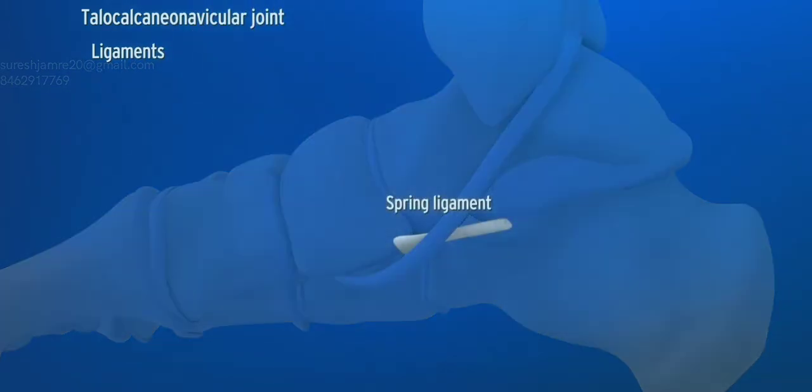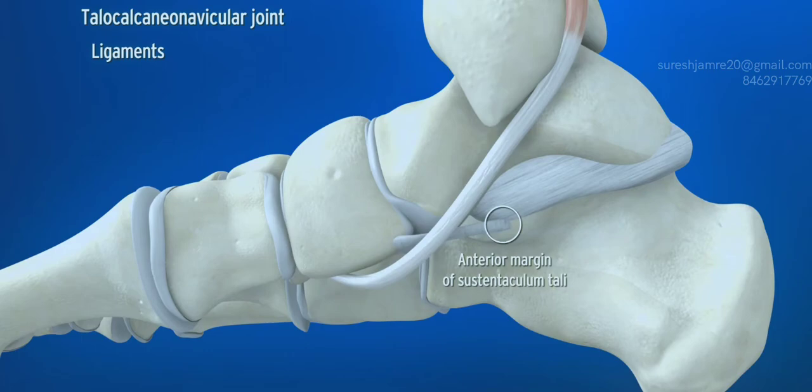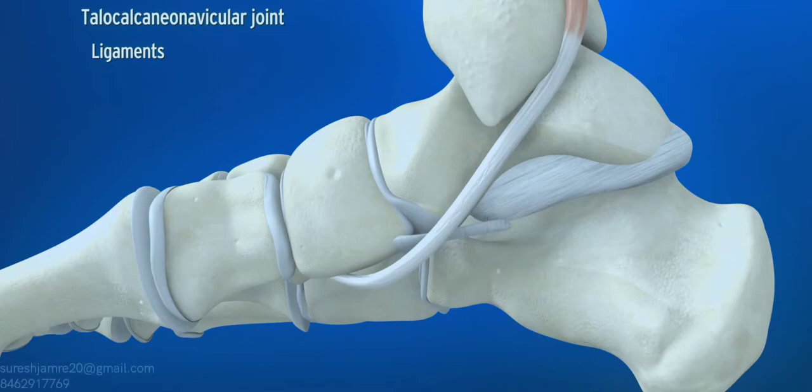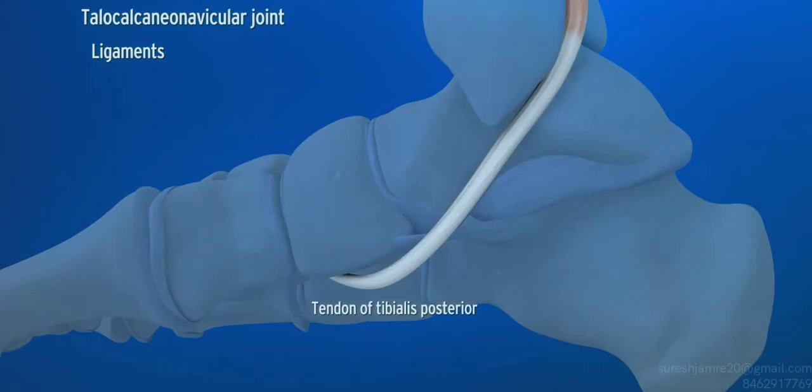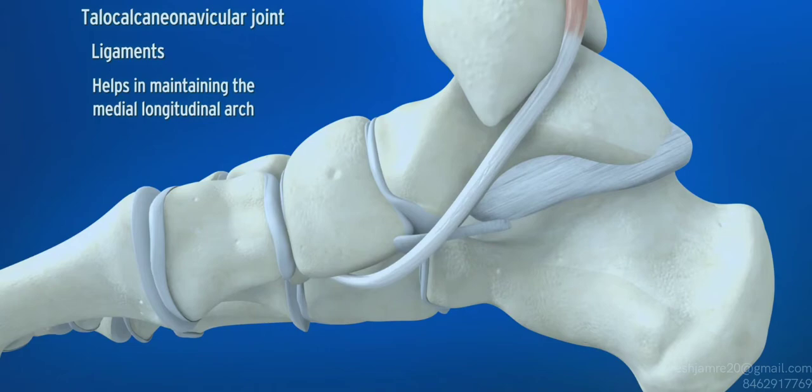Spring ligament. It extends from plantar surface of navicular bone to the anterior margin of sustentaculum tali. Its upper surface consists of fibrocartilaginous facet which supports the head of talus. Its lower surface is supported by tendon of tibialis posterior. The spring ligament helps in maintaining the medial longitudinal arch. It provides resilience to the arch.